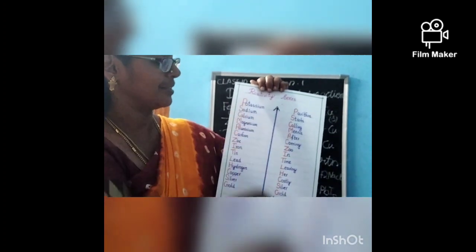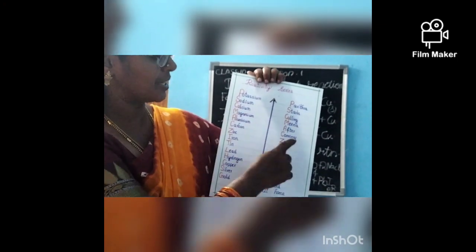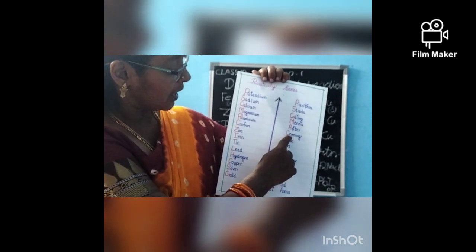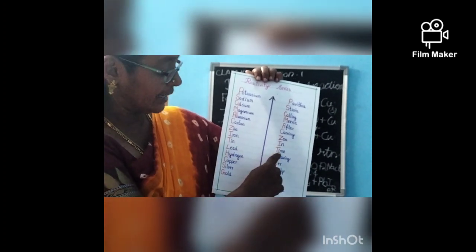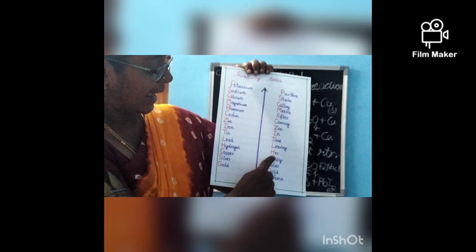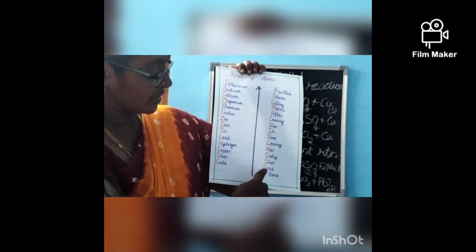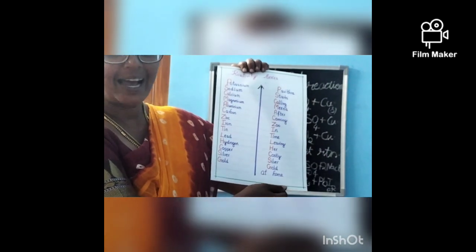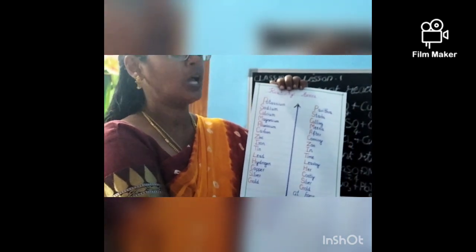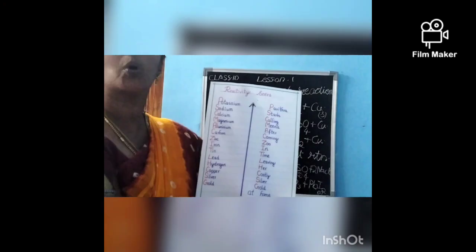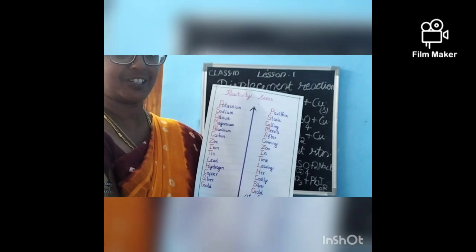P, potassium. S, sodium. Ca, calcium. M, magnesium. A, aluminium. C, carbon. Z, zinc. I, iron. T, tin. L, lead. H, hydrogen. C, copper. S, silver. G, gold. Okay? I think it's very easy for you to learn. If you know the reactivity series, you can say why iron is displacing copper and why copper is not able to displace iron in this kind of reaction. Okay, dears?